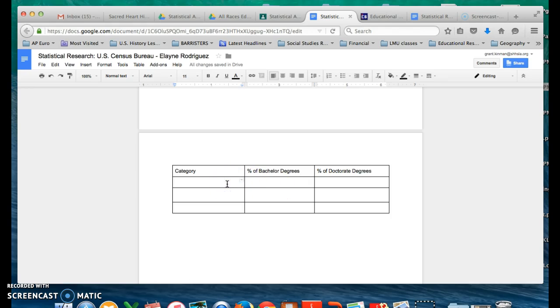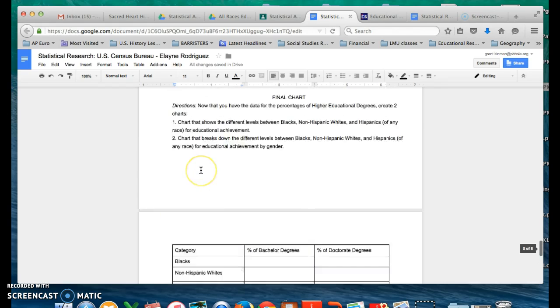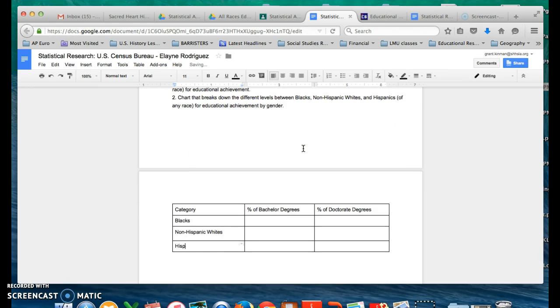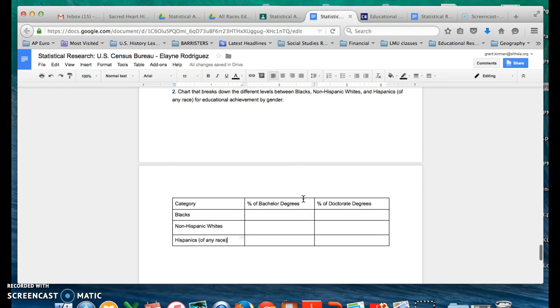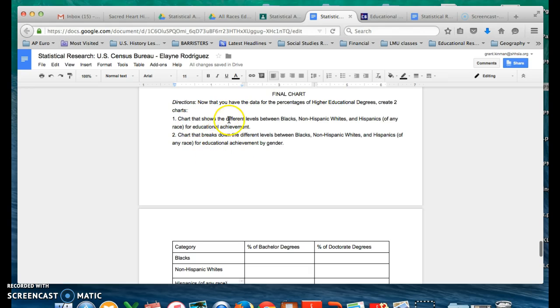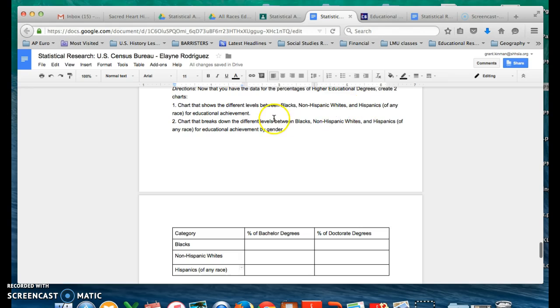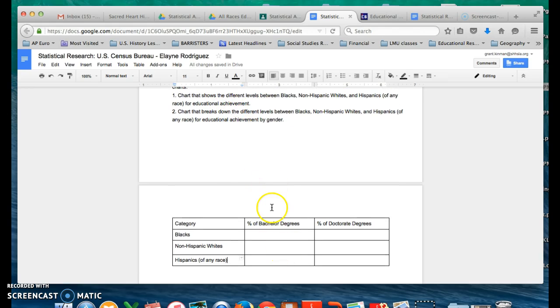And then we need our groups down our rows or columns. That's a column, right? Up and down column. That makes sense, like Roman columns. Okay, so down our column we have our 3 groups. We have blacks, we have, let's be specific, non-Hispanic whites, and then we have Hispanics of any race. Now, we enter our data, and we have a very succinct data set that we can immediately draw conclusions from, and we can compare the 3 different groups to reach conclusions. So that would work. Chart that shows the different levels between blacks, non-Hispanic whites, and Hispanics of any race for educational achievement. Boom, bam, thank you, man. We've accomplished what we need to there.